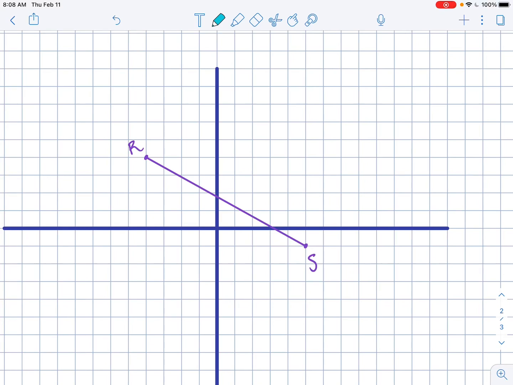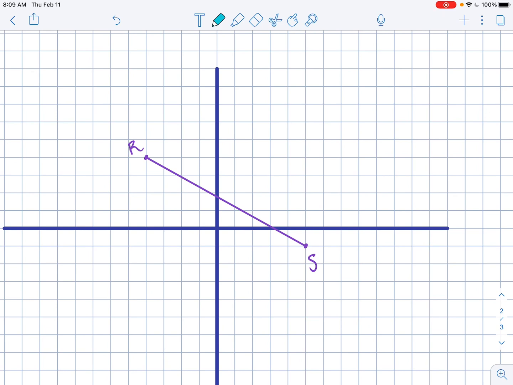We have a diagonal segment here on the graph. If I want to determine the length of this segment, I can't simply count the units or count the boxes of the grid. I'm able to do that for horizontal or vertical line segments, but not for a diagonal one. So instead, I'm going to turn this segment into the hypotenuse of a right triangle.